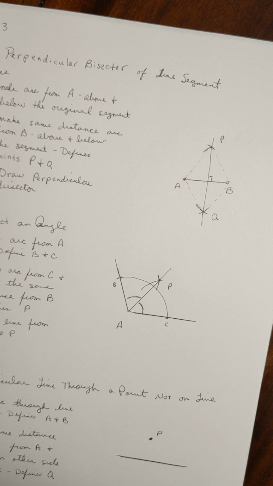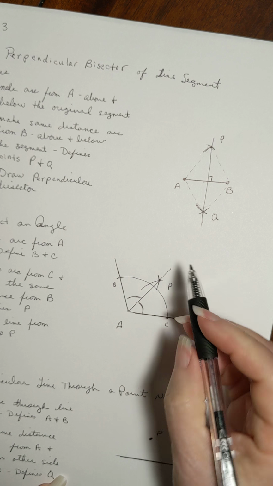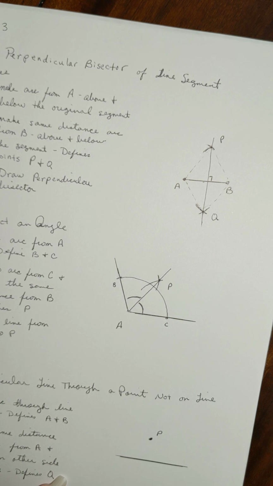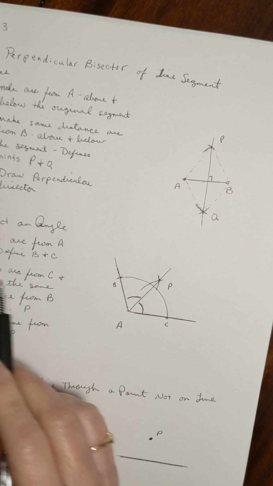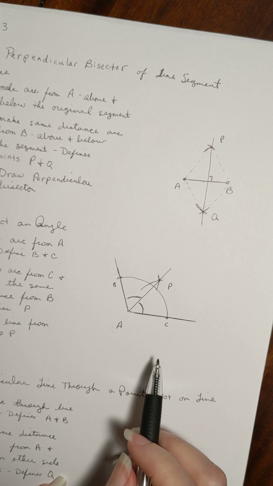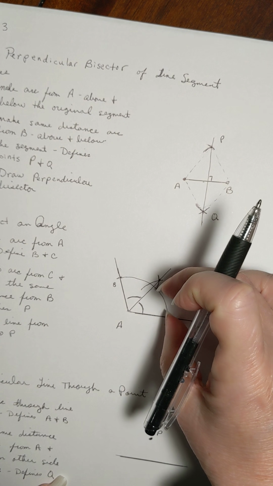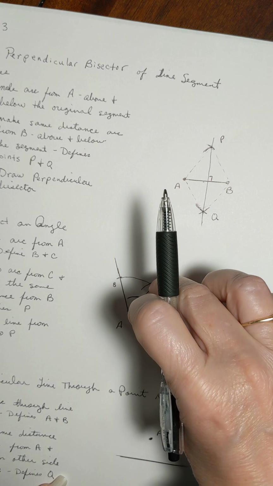Now again, on the test, what I'm going to be looking for is, did you make an arc here? Then did you make an arc here and make an arc here? And then did you define P and draw your line? So you just make any arc here to define B and C. And then if you want to make your compass a little bit smaller or keep it the same length, it doesn't matter. I just kept mine the same length.